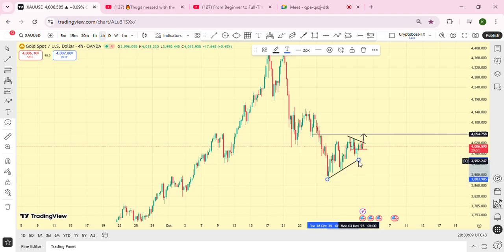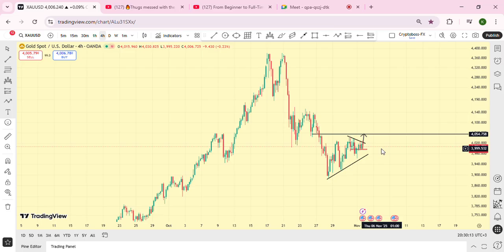So in the next session, we'll be talking about liquidity and then imbalances, and we will be done. We will be done now with technical analysis.